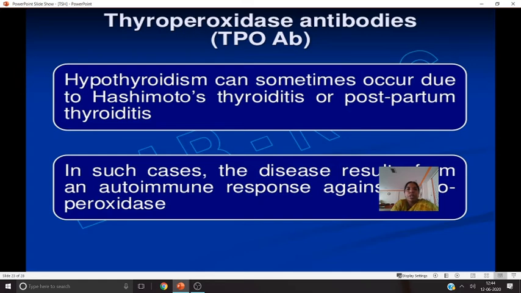One is the thyroperoxidase antibodies, TPOAb. Hypothyroidism can sometimes occur due to Hashimoto's thyroiditis or postpartum thyroiditis. That is, after delivery also some mothers we can observe this. In such cases, the disease results from the autoimmune response against thyroperoxidase. So this we can see in the autoimmune responses of the thyroid, that is in Hashimoto's thyroiditis or postpartum thyroiditis.